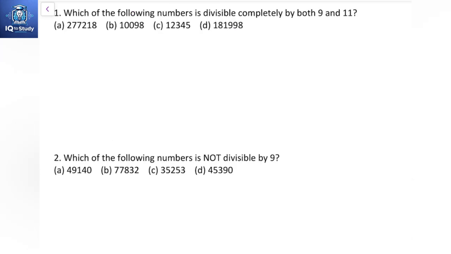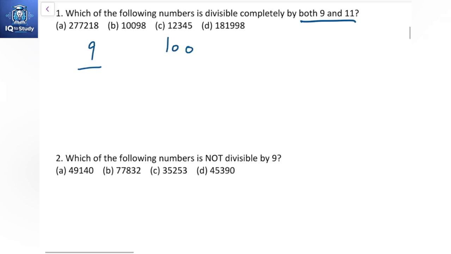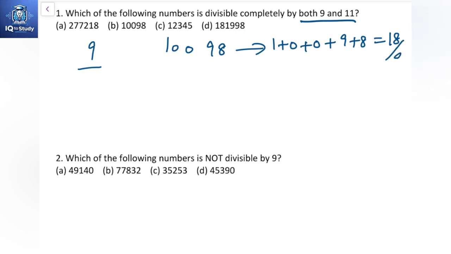Which of the following numbers is divisible completely by both 9 and 11? We know that for 9, the sum of digits of a number is divisible by 9. Let's check option B, 10098. Its sum is 1 plus 0 plus 0 plus 9 plus 8, which is equal to 18. 18 is divisible by 9. So, 9 follows.